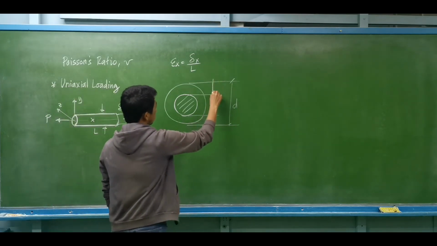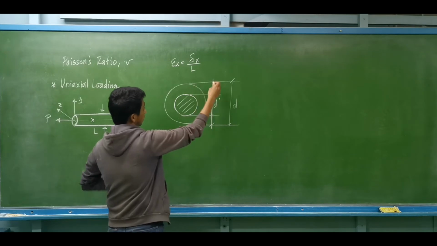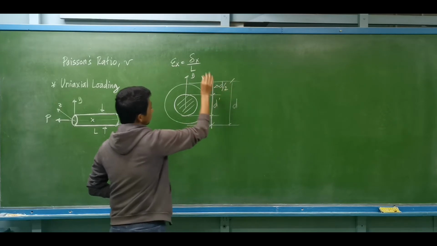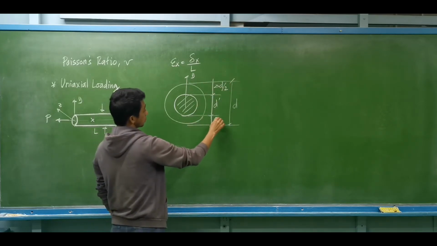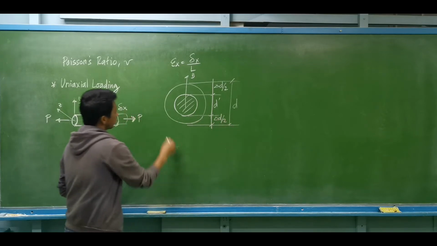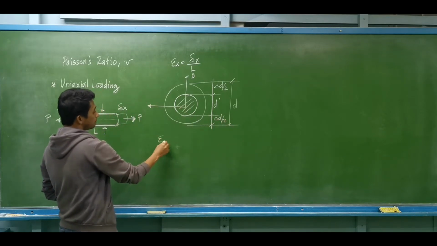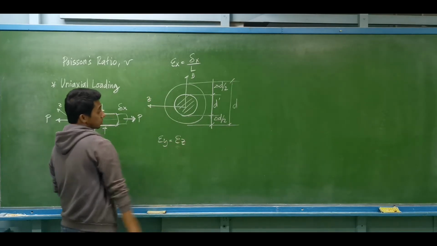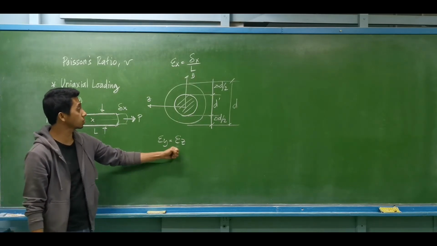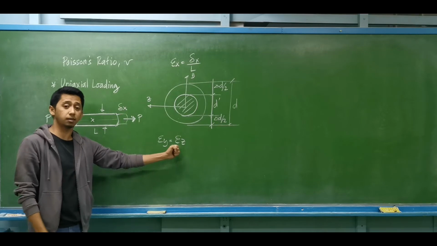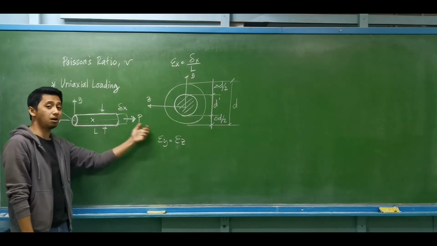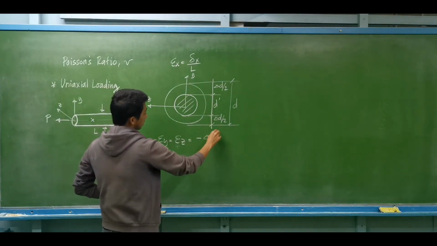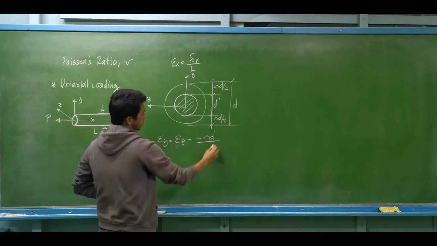If we are to distribute the change in diameter along one axis, let's say along y, this is the delta D over 2, and the other half will be on this portion, the delta D over 2. So we have equal strain along y and the strain along z. How do we compute the strain along y and the strain along z? Since we have a decrease in diameter for a tensile force along the x-axis, that is equal to the negative ratio, the negative delta D divided by our initial diameter.